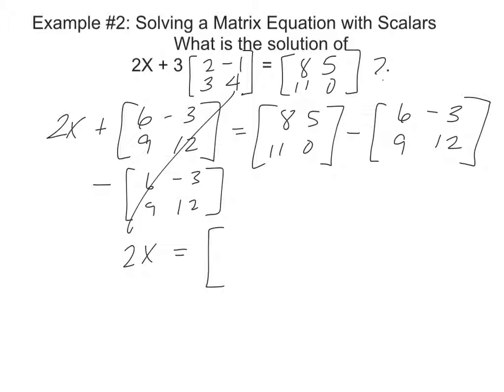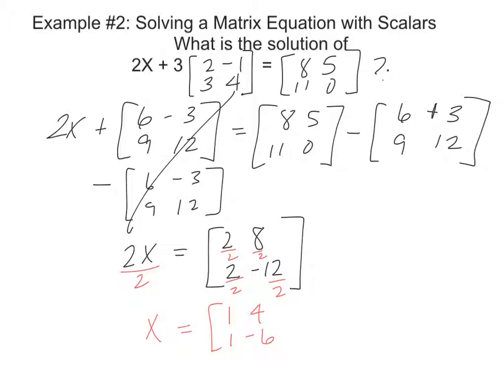So the new matrix is 8 minus 6 is 2. 5 minus a negative 3, remember that changes it to a positive 3. So 5 plus 3 now is 8. 11 minus 9 is 2, and 0 minus 12 is negative 12. And the last thing we need to do is divide by 2. So divide this by 2, divide that, that, and that. So x will equal 1, 4, 1, and negative 6.